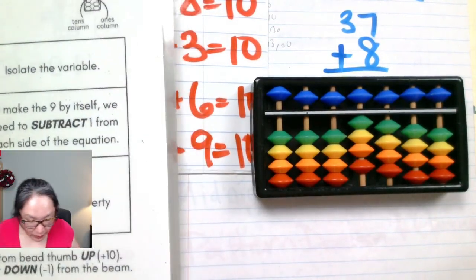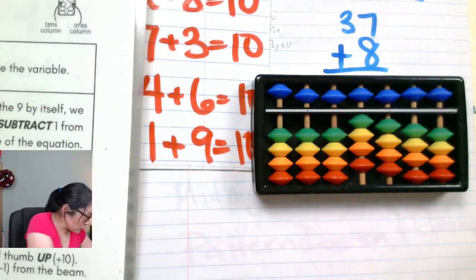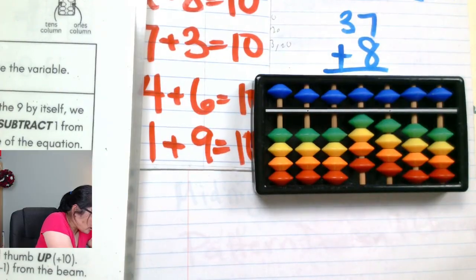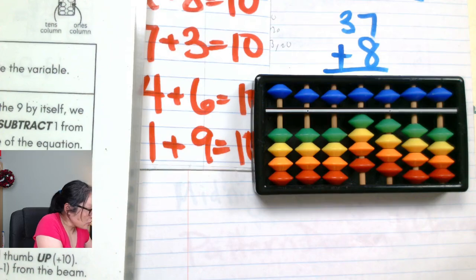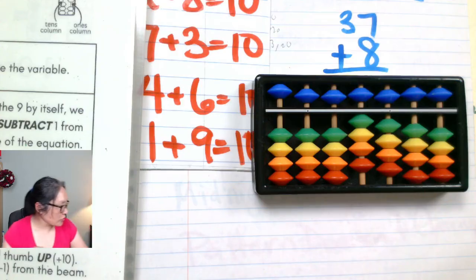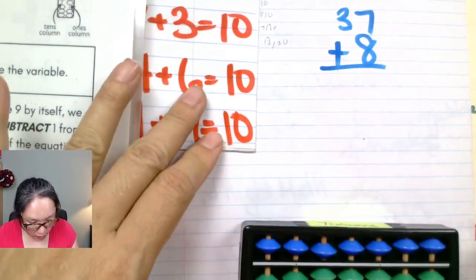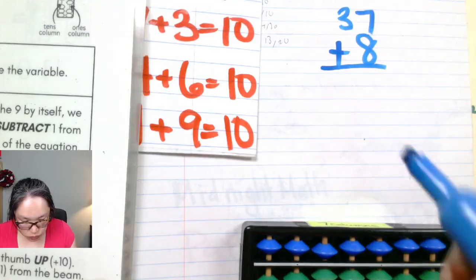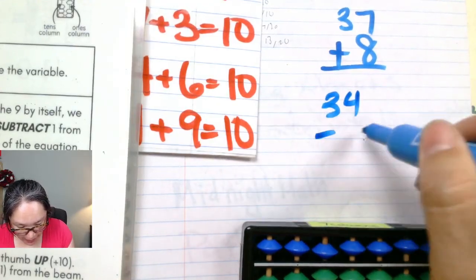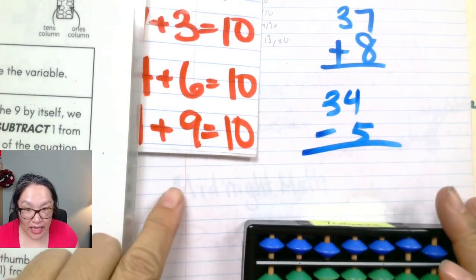So that's what carrying over is. We can do it the opposite way, right? Notice, what are we going to do? Okay, we'll do this one. 34 minus 5. That should be easy.